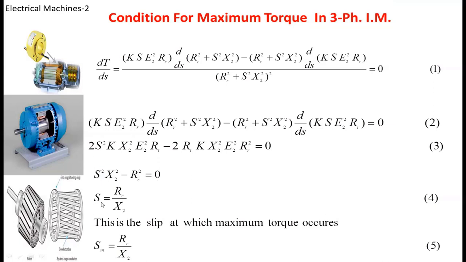So the slip of the induction motor at maximum torque is equal to RR by X2, where RR is nothing but the rotor resistance, and X2 is nothing but the per phase rotor leakage reactance at standstill condition. This is the slip at which the maximum torque occurs in an induction motor. That we denote with a suffix M. Sometimes this value will also be taken as a small a.